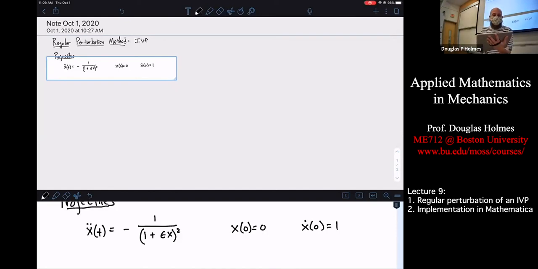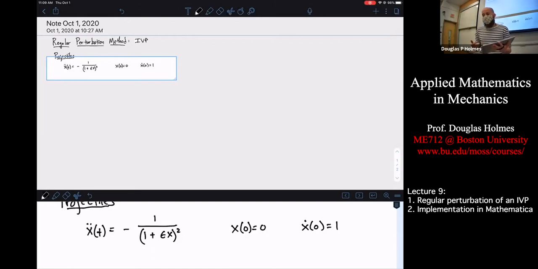I basically have our dimensionless form of our differential equation, but I've written it in terms of the variables that we are comfortable with: x being the vertical height of the ball, t being time, and epsilon being the small parameter that we derived a little while back, which is the ratio of the height of the ball to the radius of Earth.